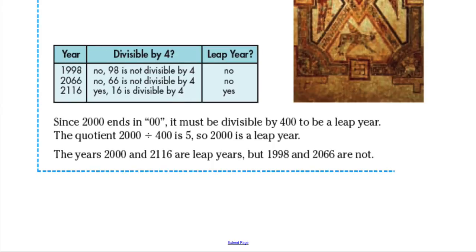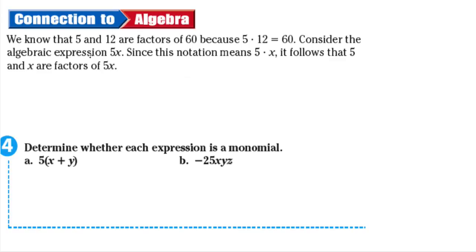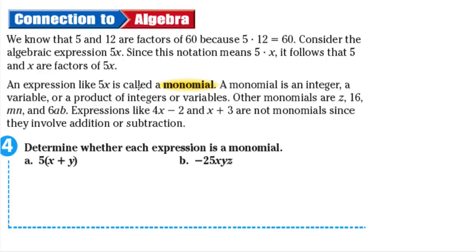Okay, let's see a connection to algebra here. We know that 5 and 12 are factors of 60 because 5 times 12 equals 60. Remember the definition of a factor. Consider the algebraic expression 5x. Since this notation means 5 times x, it follows that 5 and x are factors of 5x. Okay? Now, after knowing that, we now define what a monomial is. An expression like 5x is called a monomial. The definition of a monomial is an integer, a variable, or a product of integers or variables.